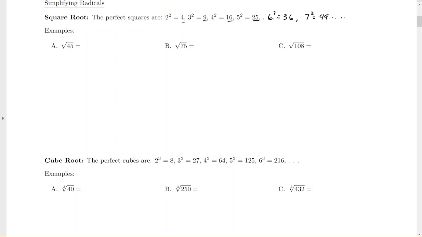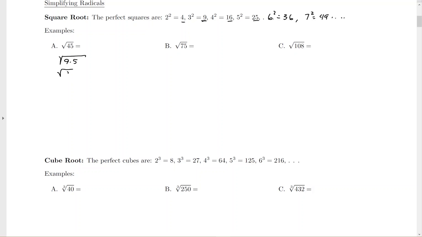What you're doing is you're going to see, first, is there a number times itself that gives you back 45, and in this case, no. So then you look to see what's the biggest number on this list that will divide evenly into the number 45. So for that, we look at, 36 doesn't, 25 doesn't, 16 doesn't, but 9 will. So we split the radical up into 9 times 5.